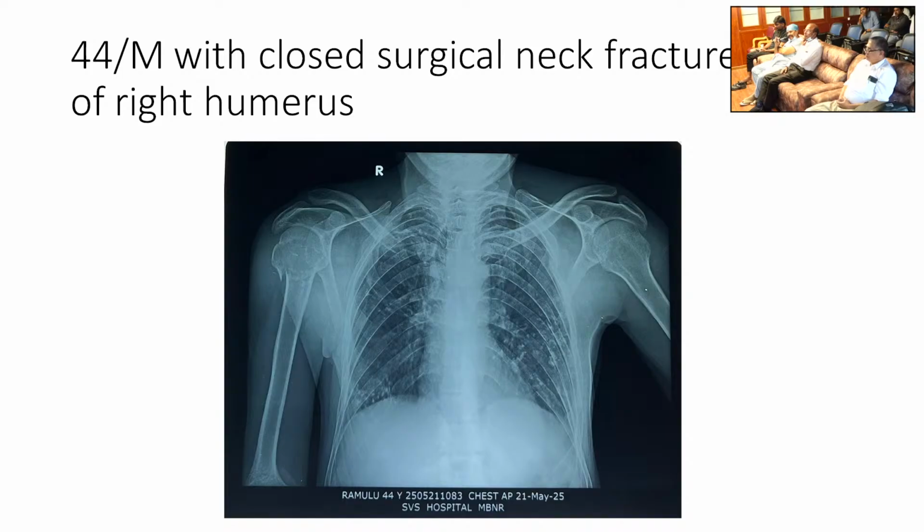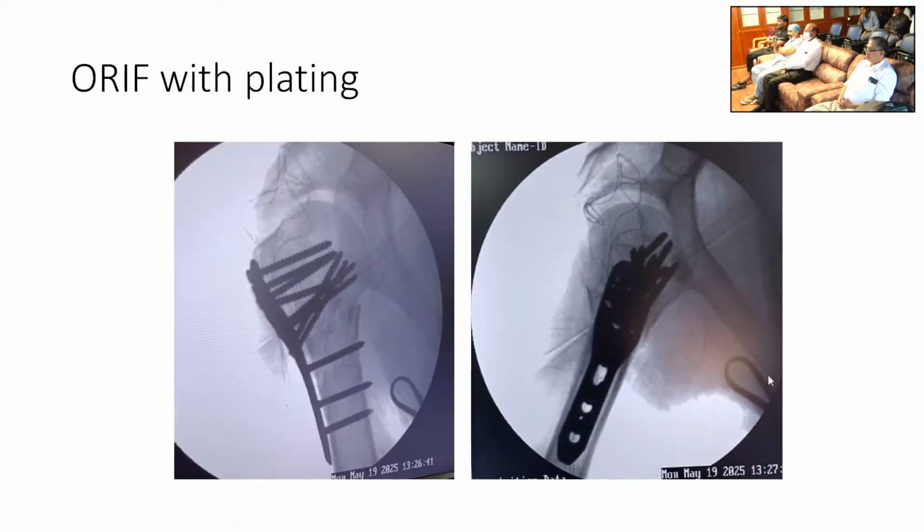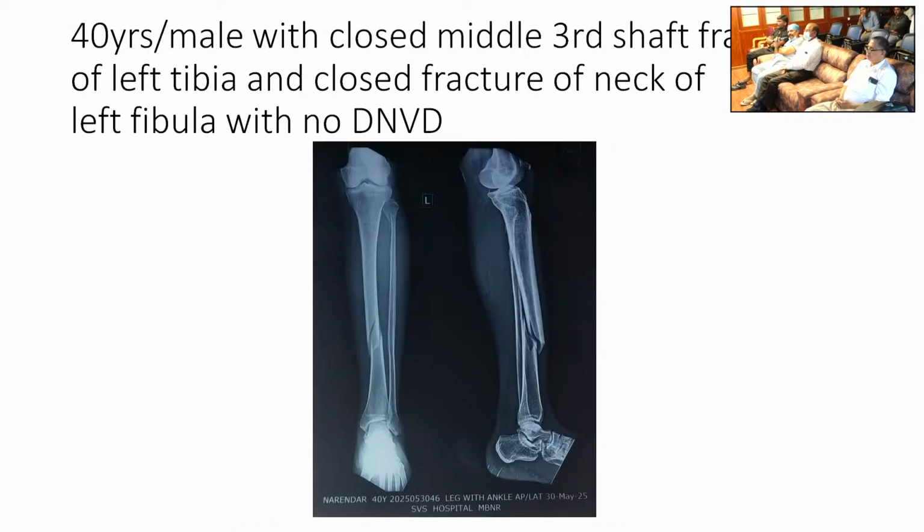Hanging cast can be used, Velpeau bandage can be used, or just a sling. That's enough. Shoulder immobilization for 3 weeks. That's enough. It becomes sticky in 3 weeks. No surgery is needed. Do everything you want to do, nothing else.